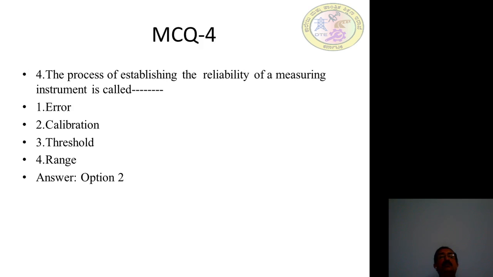Question number 4. The process of establishing the reliability of a measuring instrument is called what?